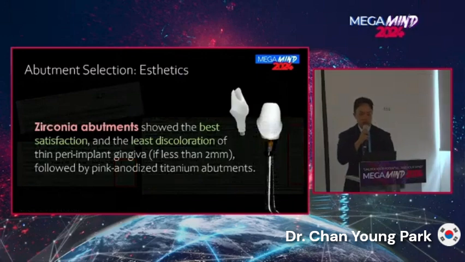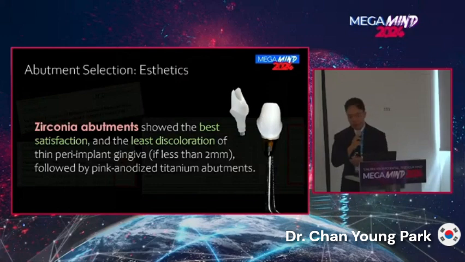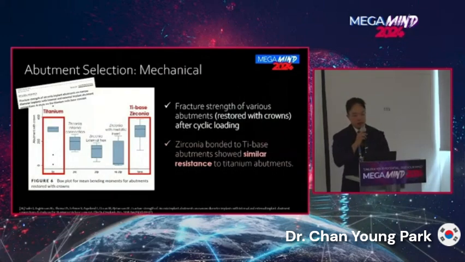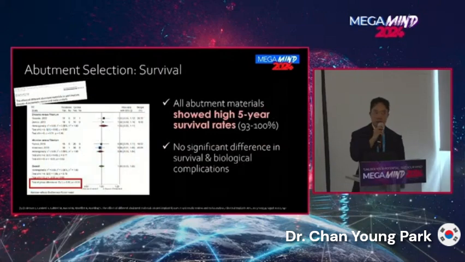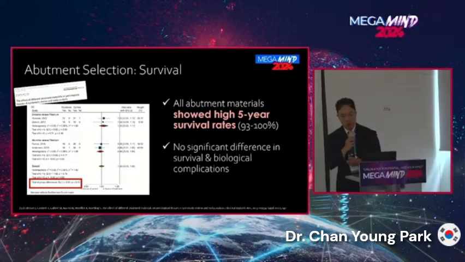This study shows that zirconia abutments show the best patient satisfaction and maybe the least discoloration of the peri-implant gingiva if it is not thick enough. But not only the aesthetic aspect, on the mechanical aspect, zirconia abutments with titanium base showed comparable fracture resistances after cyclic loading compared to the titanium abutments. And also for the 5-year survival rate, all abutments performed well. So all these evidences support the use of zirconia abutments with titanium base in the aesthetic zone.